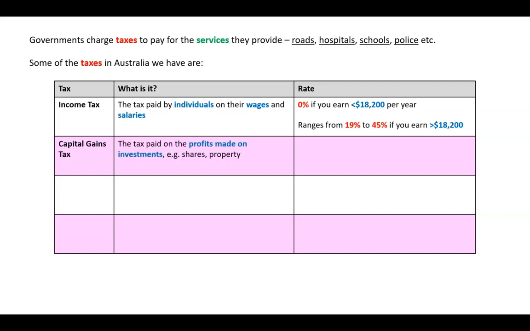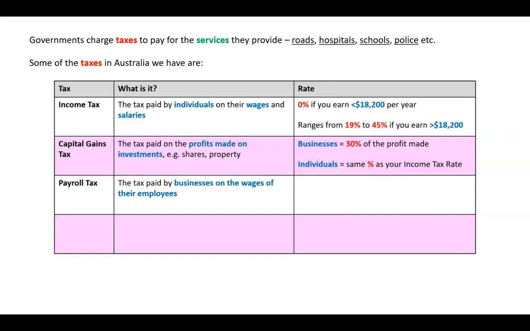What other taxes do we have? We have something called capital gains tax, which is the tax paid on profits made on investments. So if you make a profit on some shares or an investment property, that sort of thing. And that is different. If you're a business, it's 30% of the profit that you make. And if you're an individual, it's the same as your income tax rate.